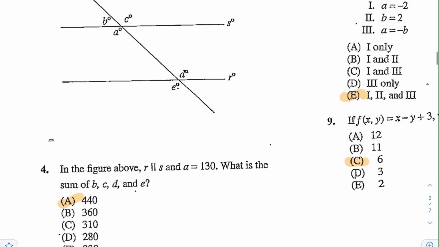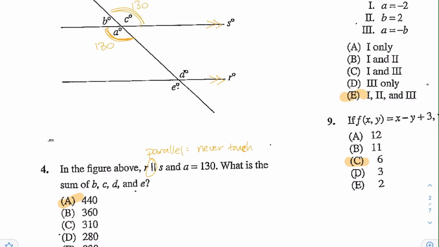All right, next for number 4, in the figure above, line R is parallel to line S, and A is equal to 130 degrees. What's the sum of B, C, D, and E? So we have 2 pairs of parallel lines, which we can mark up using these arrows. Parallel means the lines never touch. And because the lines never touch, we have it set up for a whole bunch of different types of angles. So for example, if we know that angle A is 130 degrees, angle C is also 130 degrees.